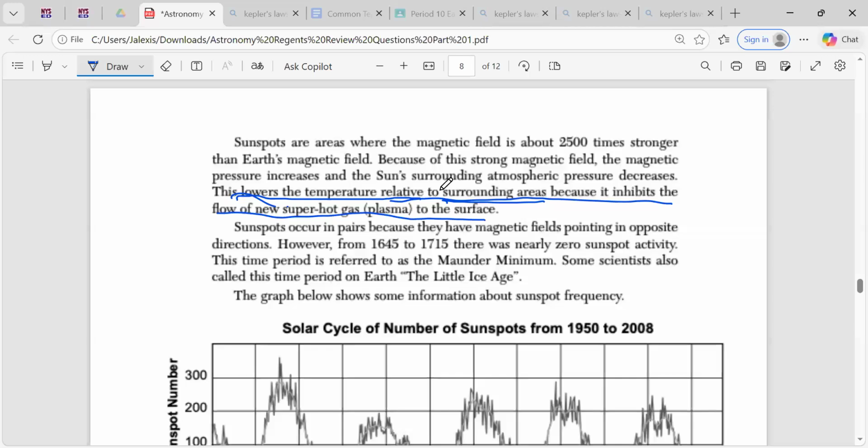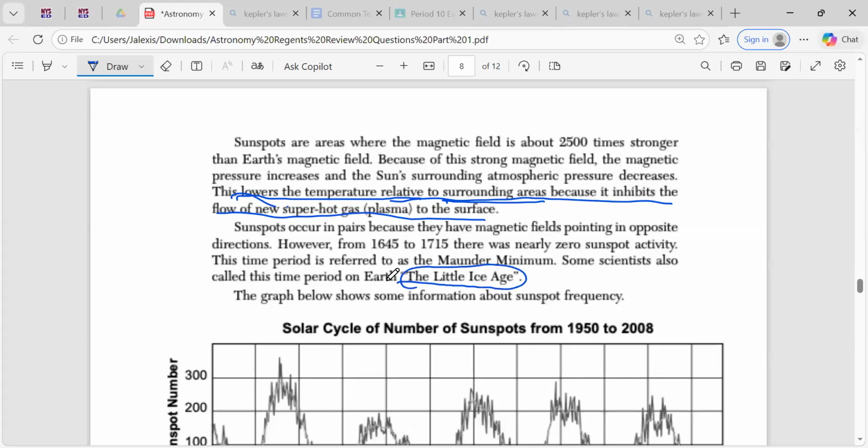All right, once again, looking in regards to sunspots and temperature. Sunspots occur in pairs because they have magnetic fields pointing in opposite directions. However, from 1645 to 1715, there was near zero sunspot activity. This time period is referred to as the Maunder minimum. Some scientists also call this time period on Earth the Little Ice Age.